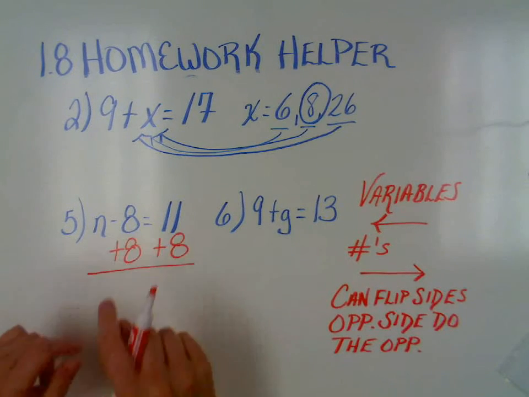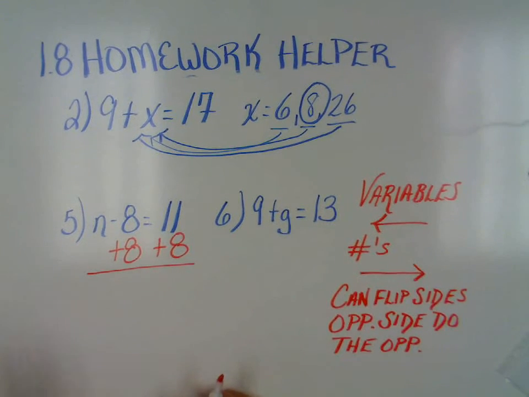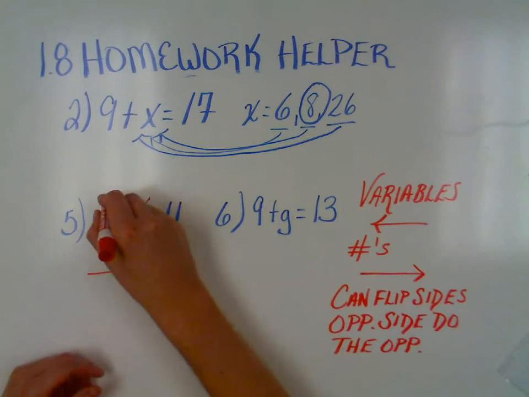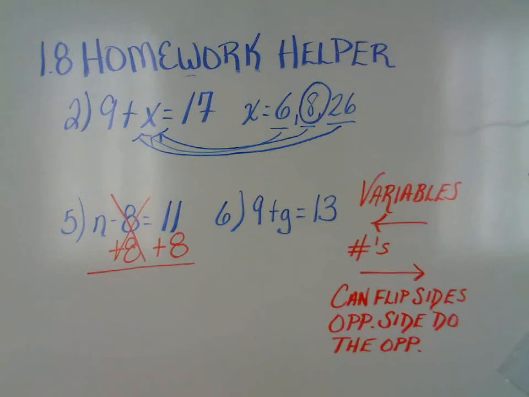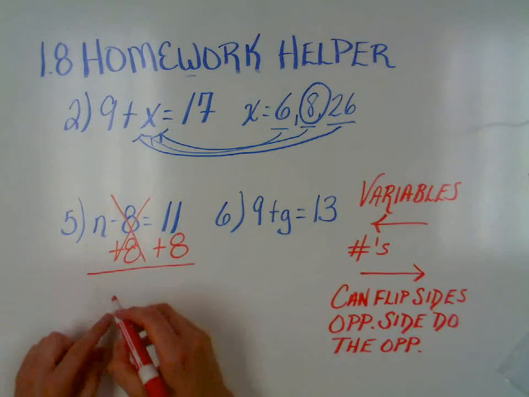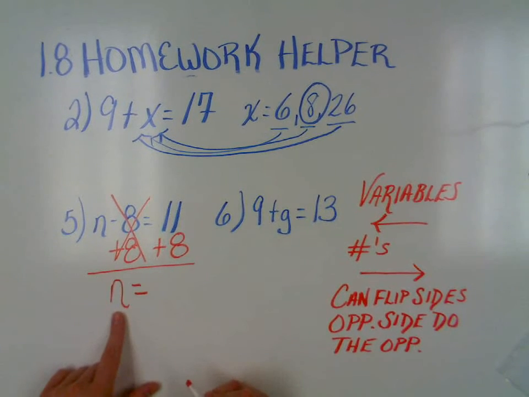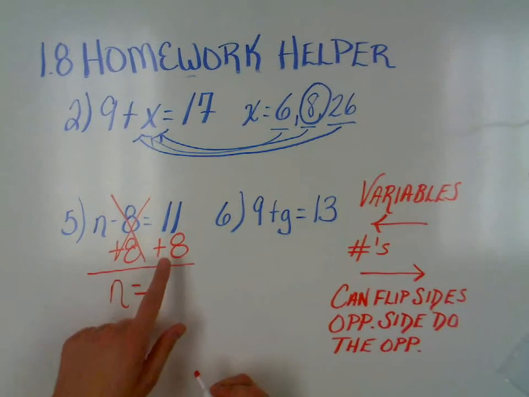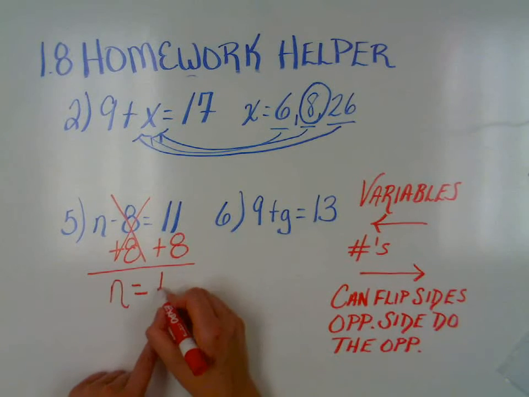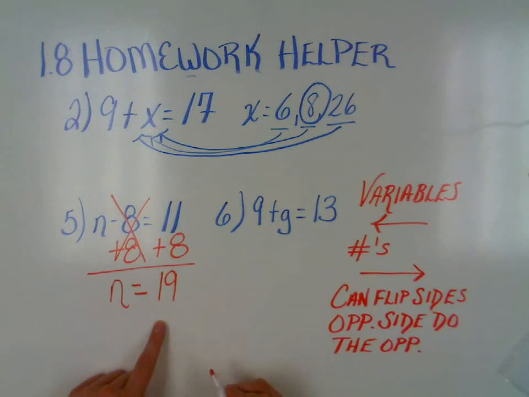All right, now over here, minus 8 plus 8, those are going to wash each other out. So I'm going to scratch those out. Think about it. If it said 3 minus 3, what happens to 3 minus 3? It goes to 0. Same thing here. Negative 8 plus 8 goes to 0. Just leaves me n, which is great because now that's the only thing on the left side of the equal sign. And then over here, I've got 11 plus 8, which is 19.